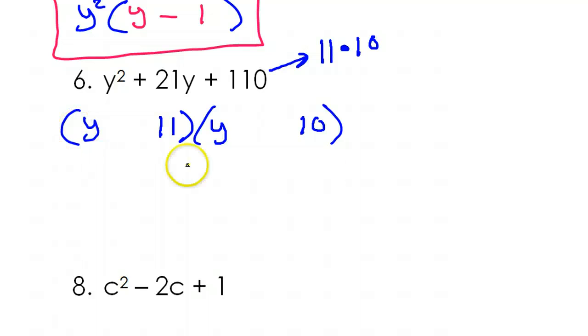So remember, inner plus outer must equal middle. Inner, I have 11y. Outer, I have 10y. Is there a way I could choose the signs so that I get positive 21 out of this? Sure, if both of these are positive, 11 plus 10 is 21. So that means both of these would need to be positive as well. Is that going to give me positive 110? Sure, a positive times a positive is a positive. So this is the answer.